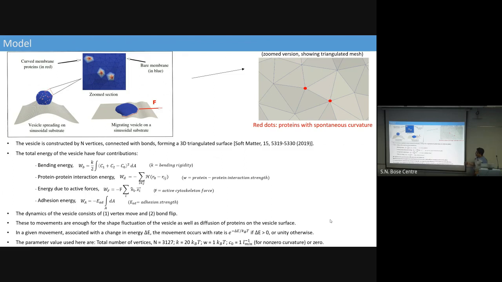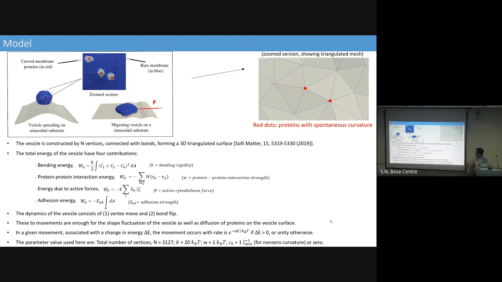So the bending energy of this vesicle can be written in this form, where C1, C2 are the principal curvatures of the membrane, and C0 is the spontaneous curvature. The spontaneous curvature at those locations where there are proteins is positive. This means that these parts will try to be curved outward in order to minimize this energy. On the other hand, if there are no such proteins, then the spontaneous curvature is zero, and this part would like to be flat. We also consider that these proteins have some kind of interactions.